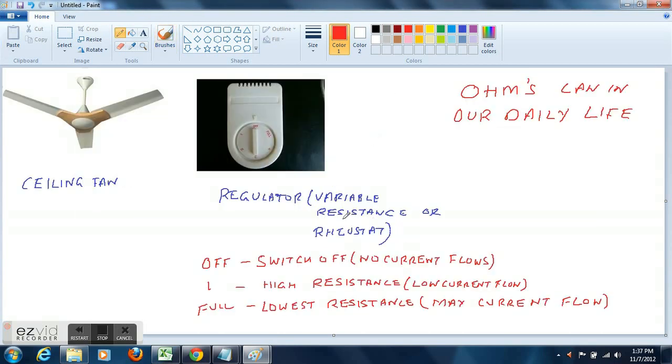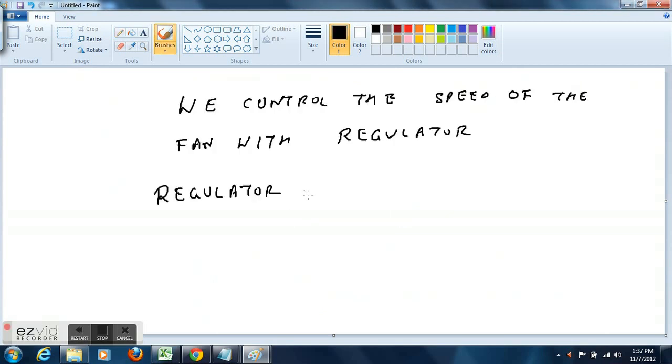Some regulators have a continuous motion, but some regulators have a discrete motion. Discrete means 1, 2, 3, 4, fixed values, and when it moves smoothly like your radio volume control, this is called continuous. Now a regulator is a variable resistance, we call it a rheostat.